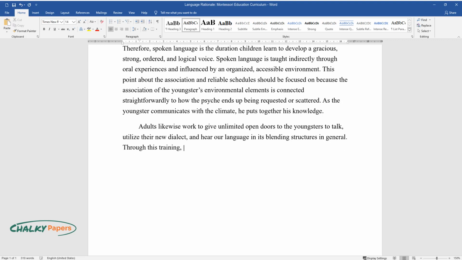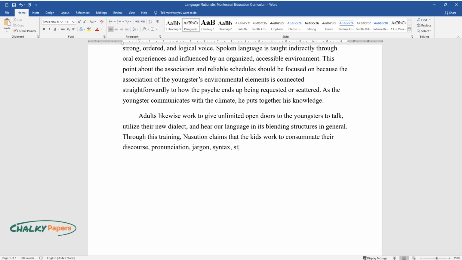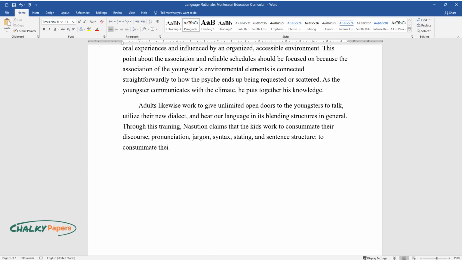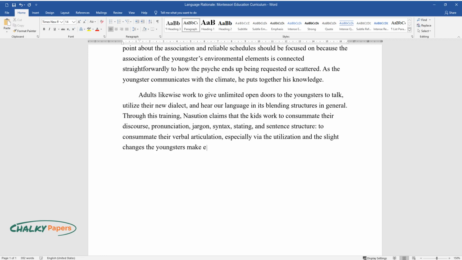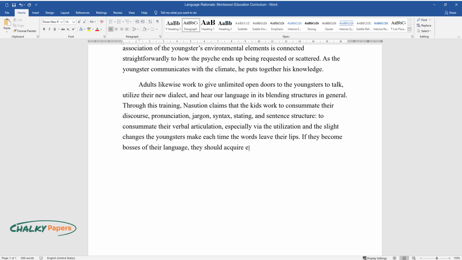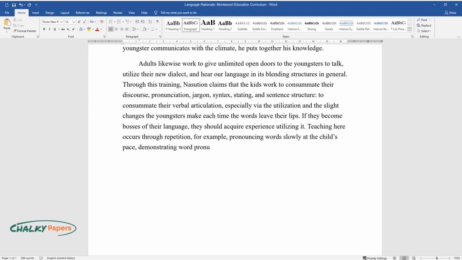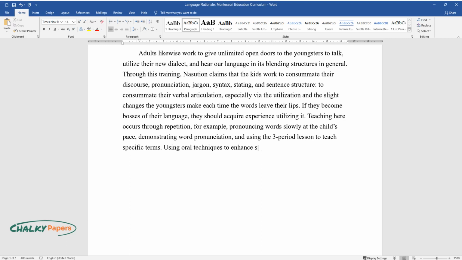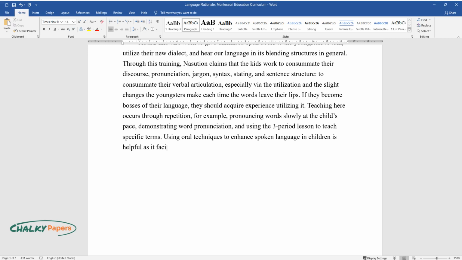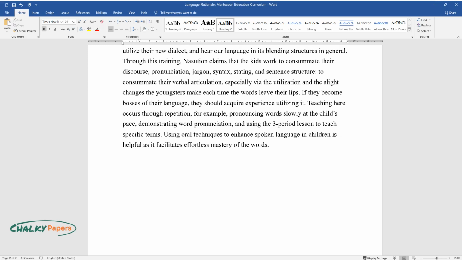Through this training, Nasution claims that the kids work to consummate their discourse, pronunciation, jargon, syntax, stating, and sentence structure, to consummate their verbal articulation, especially via the utilization and the slight changes the youngsters make each time the words leave their lips. If they become bosses of their language, they should acquire experience utilizing it. Teaching here occurs through repetition, for example, pronouncing words slowly at the child's pace, demonstrating word pronunciation, and using the 3-period lesson to teach specific terms. Using oral techniques to enhance spoken language in children is helpful as it facilitates effortless mastery of the words.